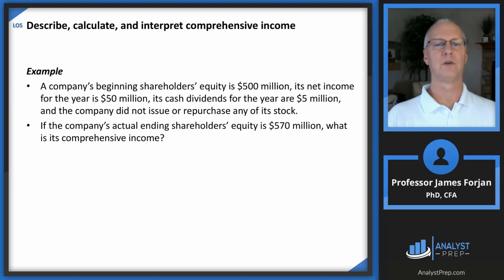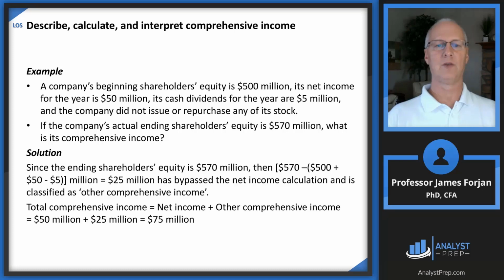Just a slight difference. All right, how about the part of the LOS that asks us to calculate? I'm always in favor of getting out our calculator. We have beginning shareholders' equity of 500, net income of 50. So we're transferring that into our equity, right? 500 plus 50 gives us 550, and then we pay out dividends of 5, so we're down to 545. If our actual ending equity is 570, what is its comprehensive income?